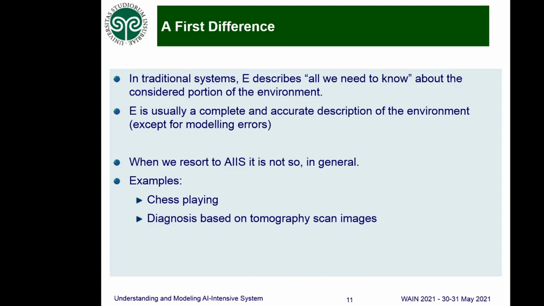For instance, when dealing with chess playing, we do not know how to play the perfect match. There is a hypothesis that who plays with whites is always able to win, whatever the player with blacks does. But we do not know how. We do not even know if this hypothesis is true. Similarly, when considering diagnosis of a disease based on tomography scan images, we have no rules or criteria to always get a correct diagnosis. The consequence is that we cannot devise an algorithm that always satisfies R.